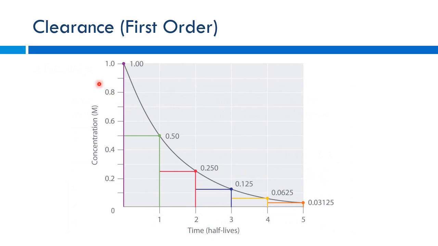Again, another graph showing you what this looks like. I start off with 100% of the drug around, and at this point, what would you call this time interval here? This would be a half-life, right? Because then there's 50% of the drug being eliminated here, right?